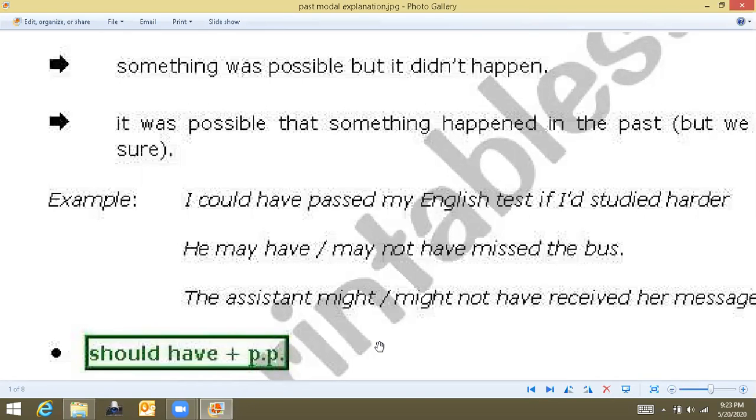Me hubieras llamado. It's a question. You should have called me. Yes. So you said, okay, I understand that your supervisor asked you to stay at work, but you should have called me. We were waiting for you. You should have called me. So you're giving advice about something that you think would have been a good idea for the other person to do. So you say should have.